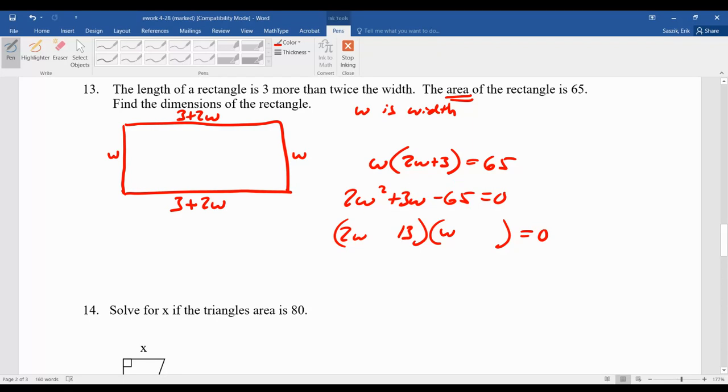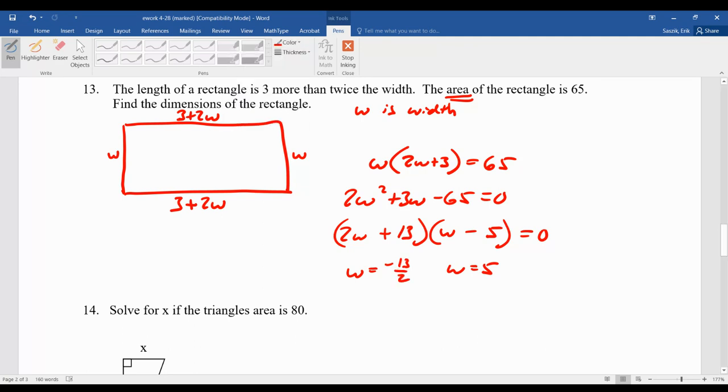You would maybe do this on quadratic formula if you had to. But watch this. This does make 10, and this makes 13. 10 and 13 can combine to 3. Signs are different. Bigger product is positive, so this is the bigger product of 13. So I get two answers. I get W is 5. I get W is negative 13 over 2.